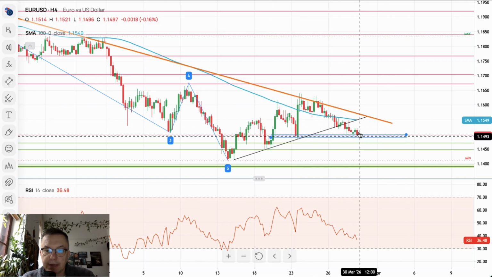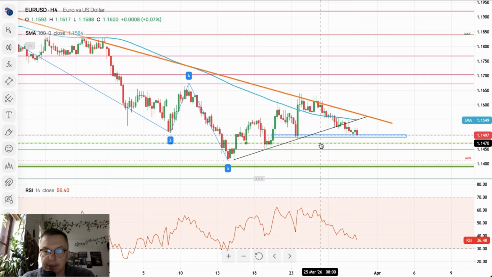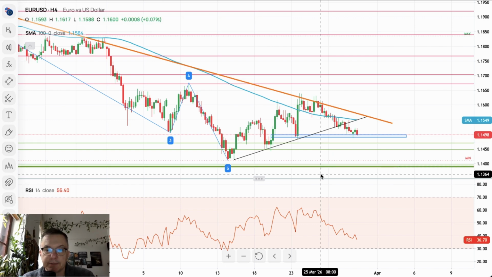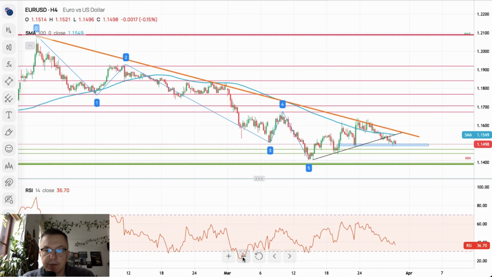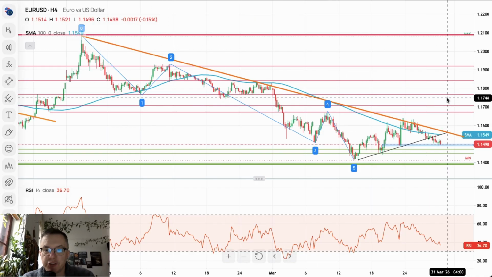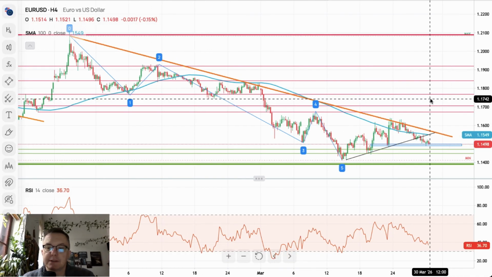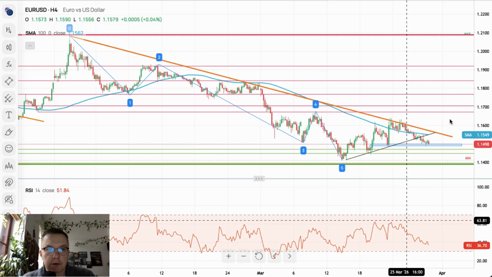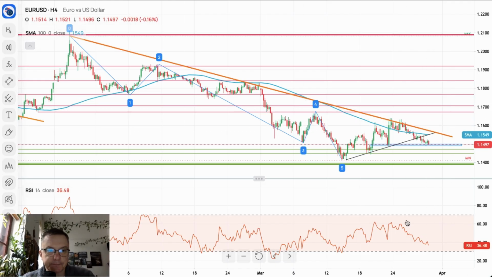And now any breakout below this level would likely mean that we are testing 1.1470, 1.1449, and then eventually the level of 1.1391 will be tested as well. All of these levels are technical support levels. If we zoom out, we can see that the market is still trading below that trend line, which means that this situation looks very bearish for the euro dollar.